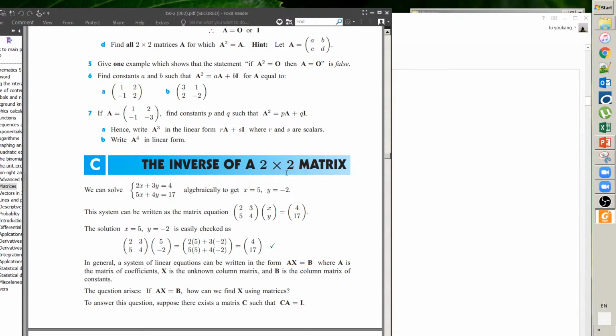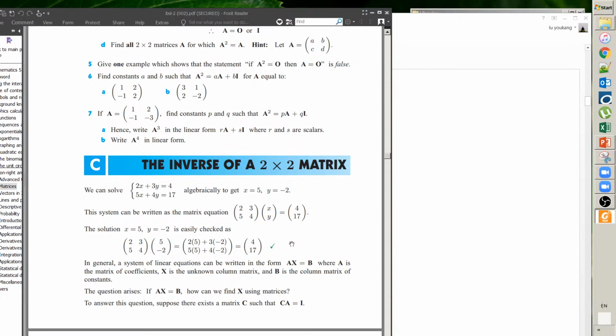Okay, so over here what it says is, in general a system of linear equations can be written in the form AX = B. Can you see that this is your A, and then your xy is actually your capital X, and the right hand side is your B. The capital X is what you need to find.